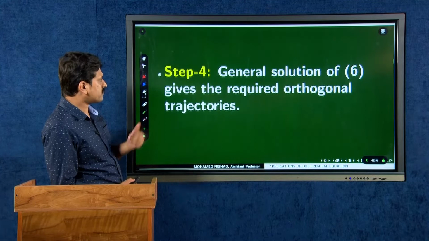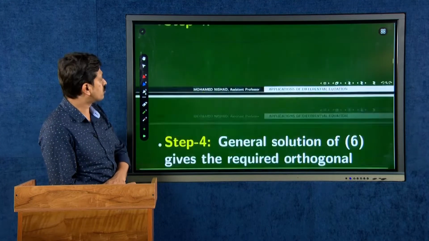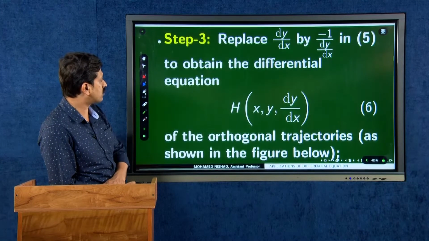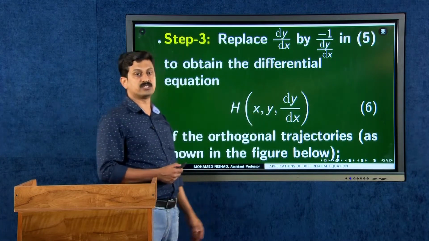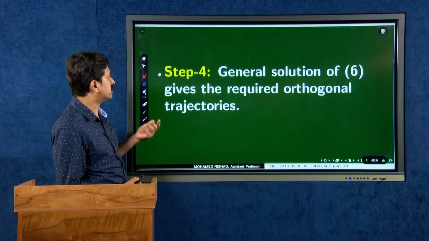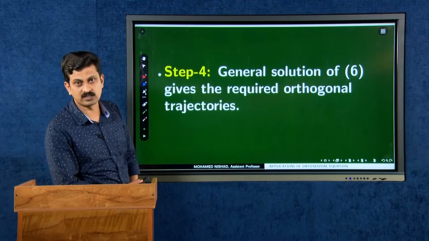See, this is the general solution of equation 6. Equation 6 is h of x, y, dy by dx equal to 0, whose solution is actually the required orthogonal trajectories.